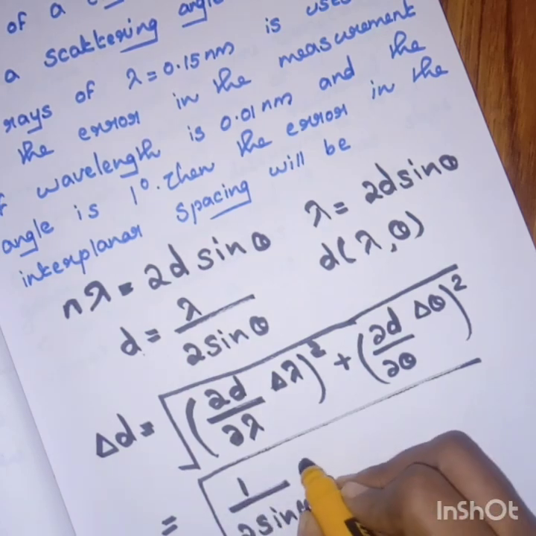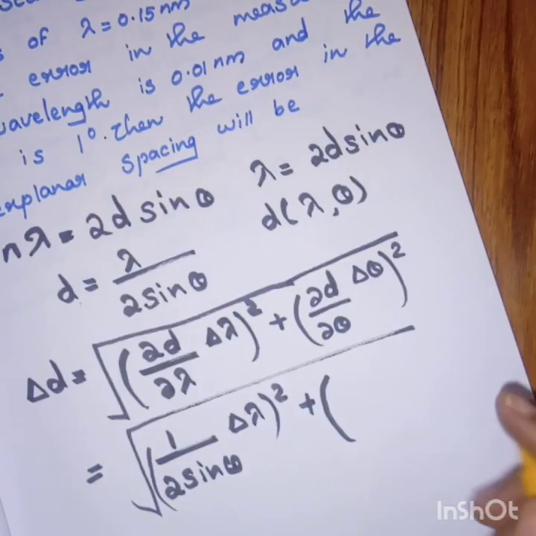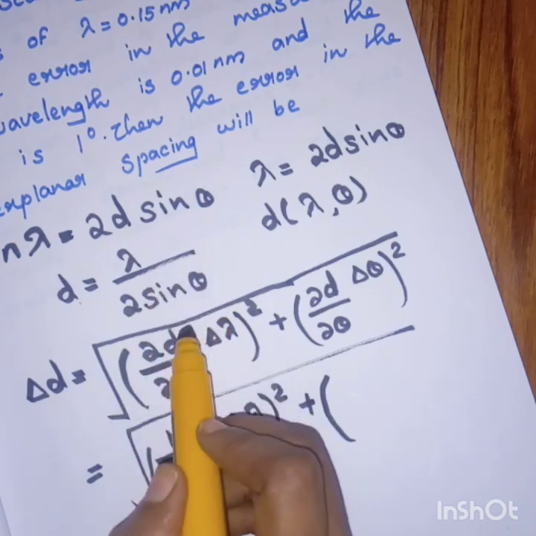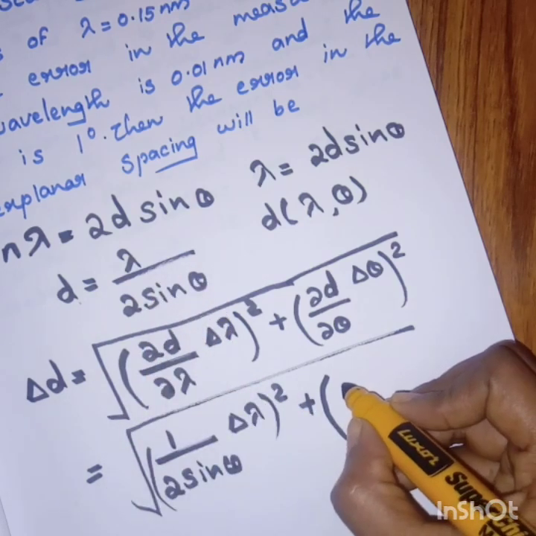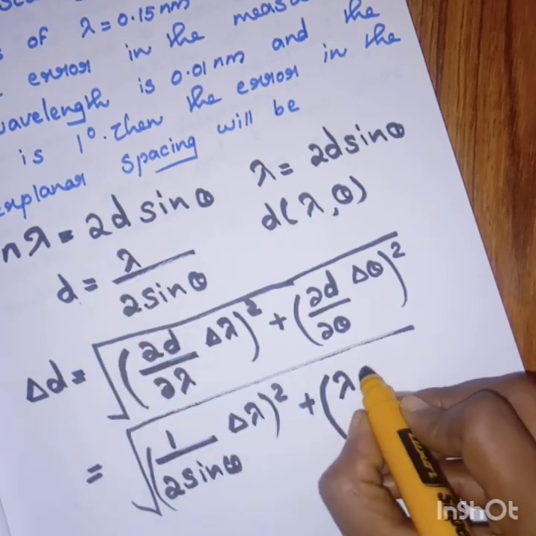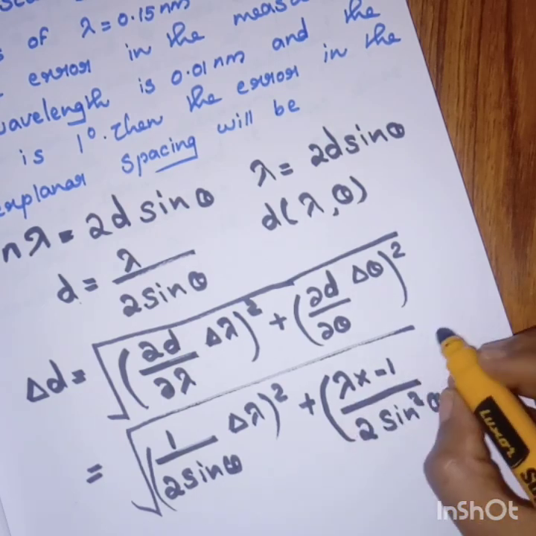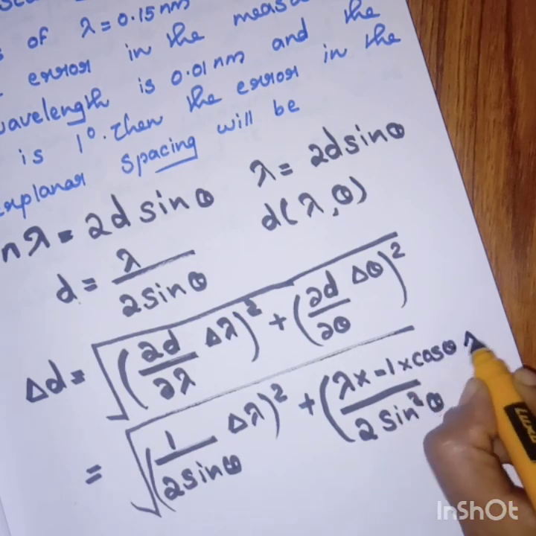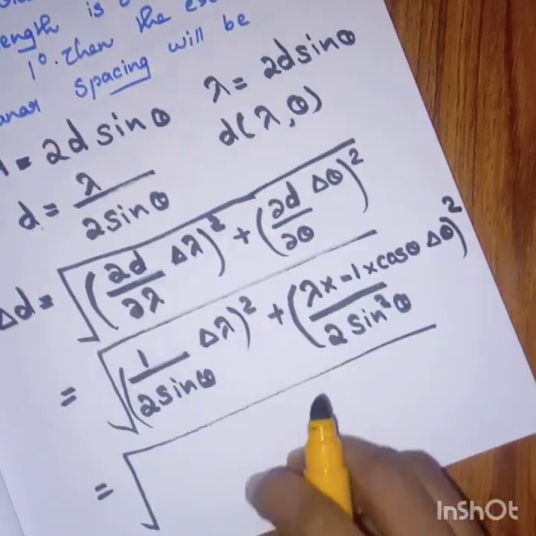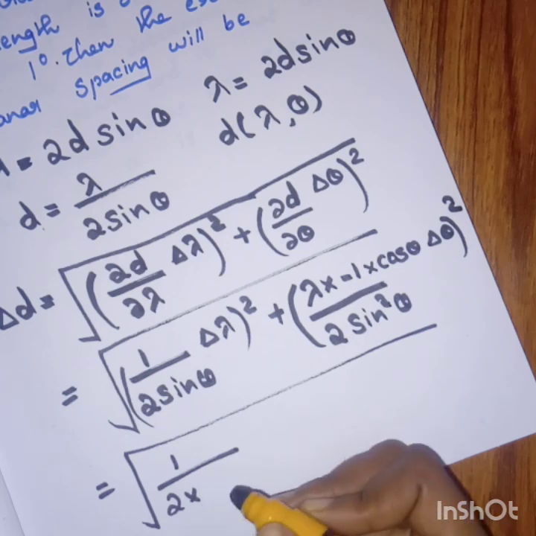dou d by dou lambda is here 1 by 2 sin theta, which is constant. Dou lambda by dou lambda is 1. That means (1 by 2 sin theta delta lambda) all square plus dou d by dou theta. Here lambda by 2 is constant and the differential of 1 by sin theta is minus 1 by sin square theta. Then the differential of sin theta is cos theta into delta theta, all square.